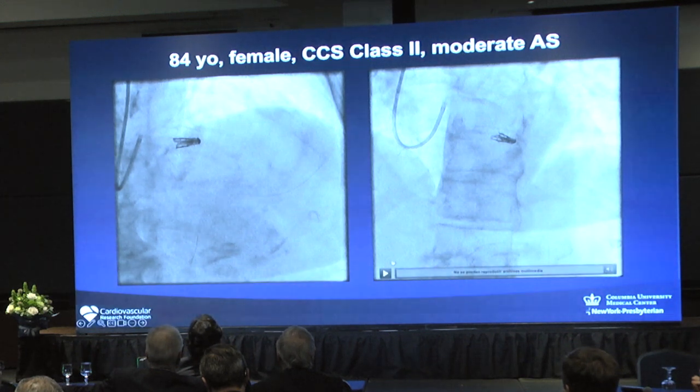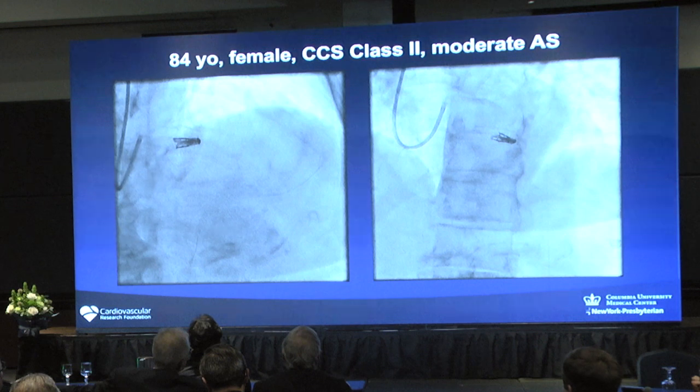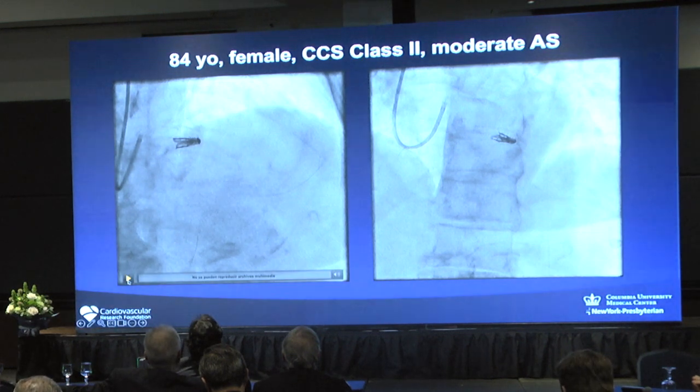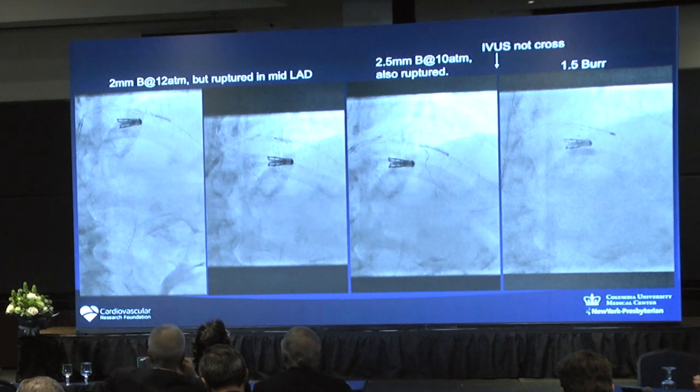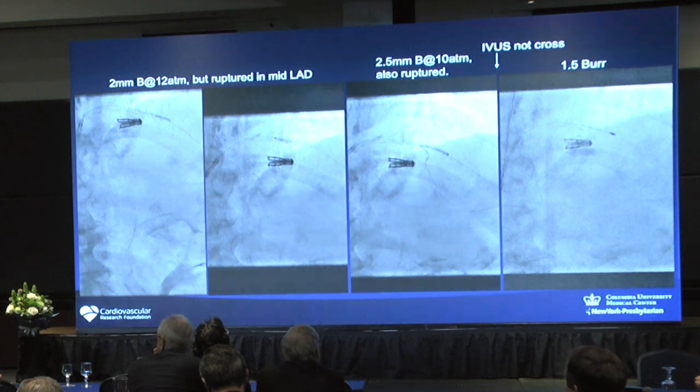So this is a patient, an 84-year-old female. Angiographically, this is the LAD somewhere here, but you see the calcium. That's very significant calcium, right? Then we used a 2 millimeter balloon and a 2.5 millimeter balloon, and both ruptured. Then we tried the device, and it didn't cross. So we considered this an uncrossable as well as non-dilatable region, and we performed the rotablator with a 1.5.